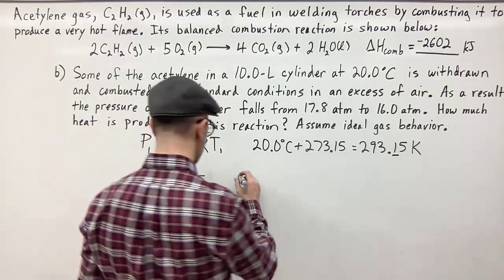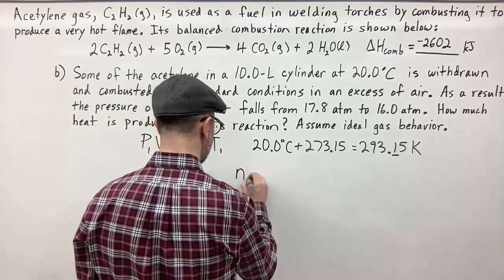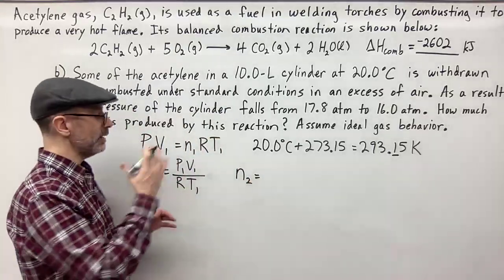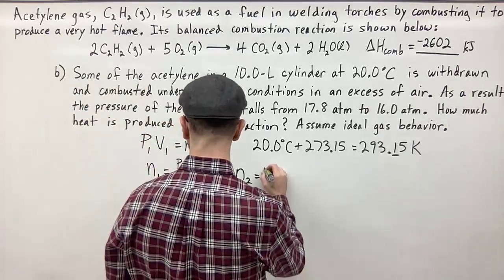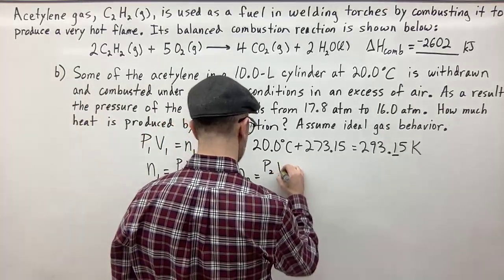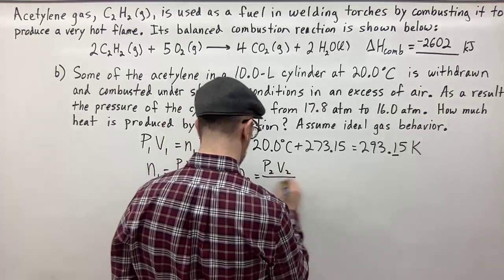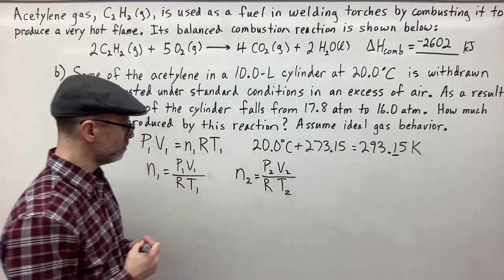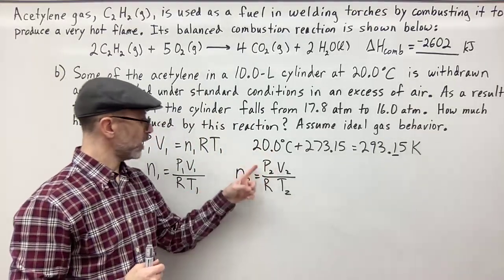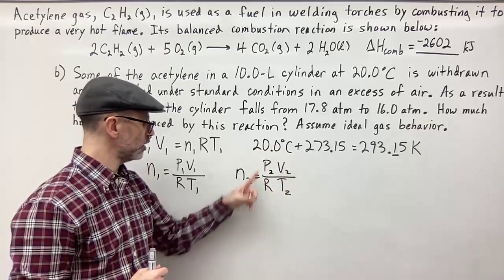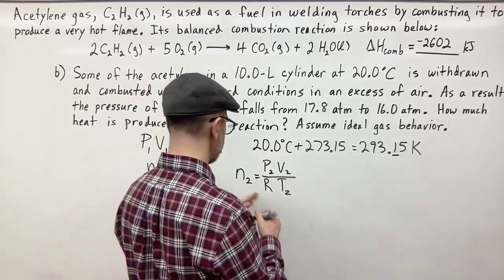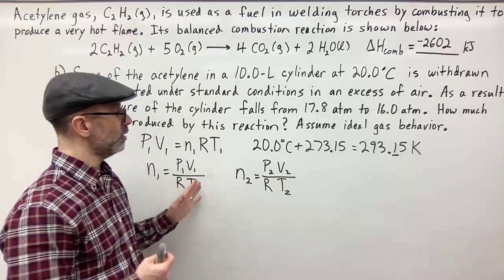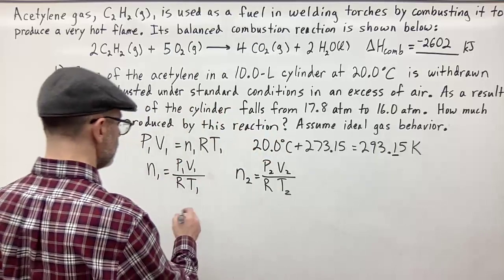And then do the same thing, right? So then you do N2 is going to be equal to, and then you can put everything after, right? So N2, P2 V2 over R T2, right? So plug in the new pressure, the volume, the temperature, everything, get whatever the new number of moles are.